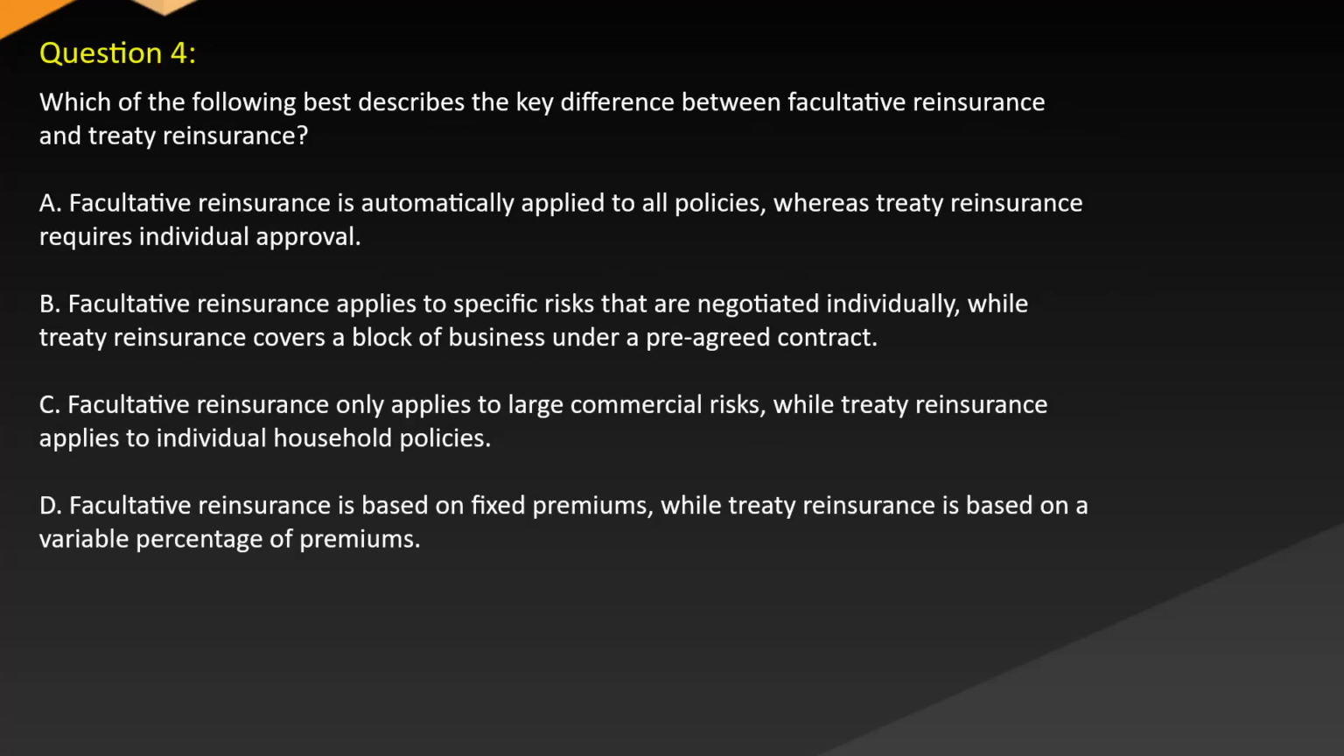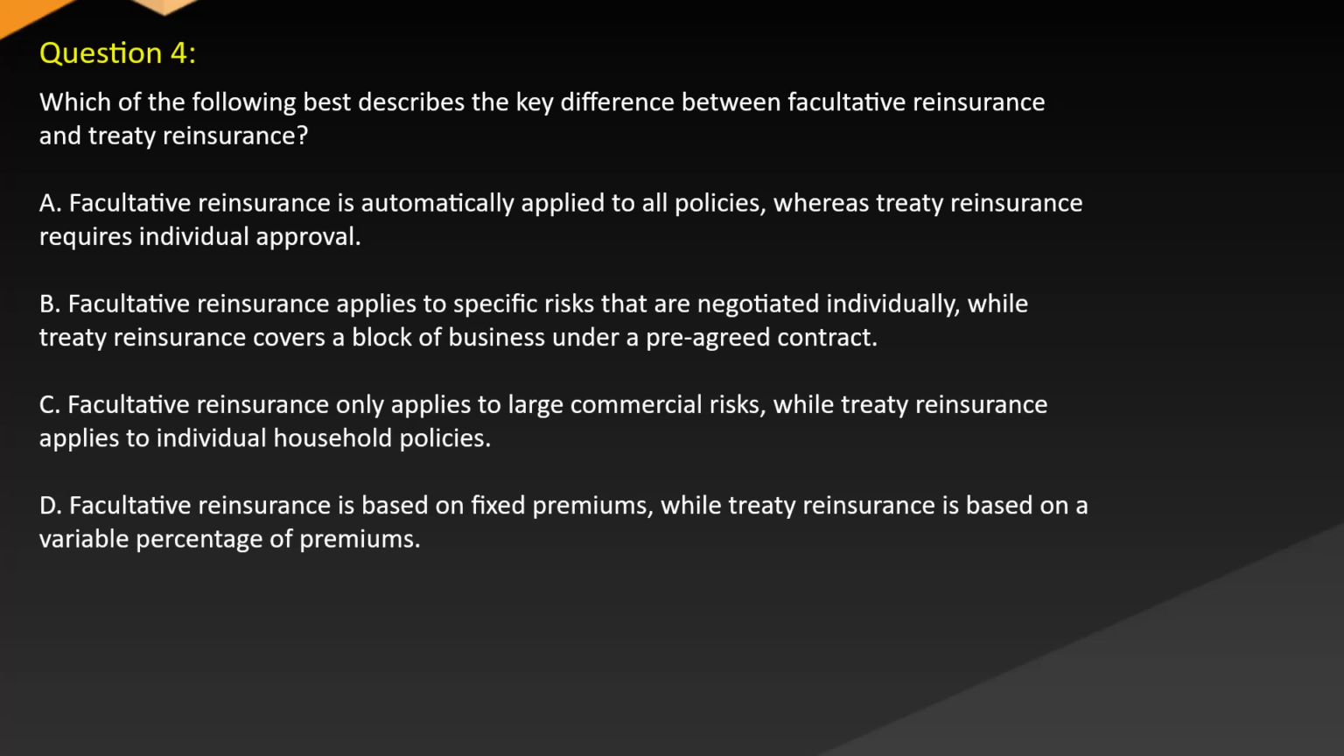Question 4. Which of the following best describes the key difference between facultative reinsurance and treaty reinsurance? A. Facultative reinsurance is automatically applied to all policies, whereas treaty reinsurance requires individual approval. B. Facultative reinsurance applies to specific risks that are negotiated individually, while treaty reinsurance covers a block of business under a pre-agreed contract.